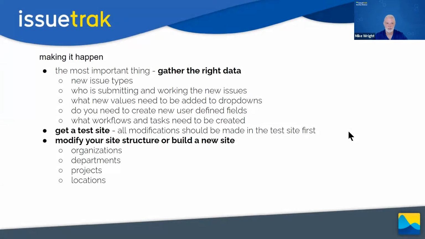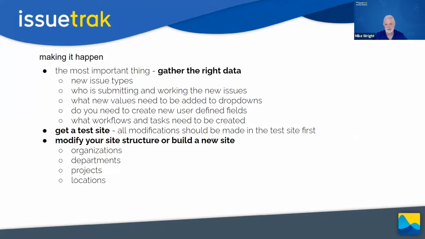So what can we do to make this happen? The most important thing is to gather the right data. What new issue types do you want to implement? Who's going to submit them and working the issues? What new values need to be added to the dropdowns? Do you need to create new user-defined fields? What workflows and tasks need to be created?